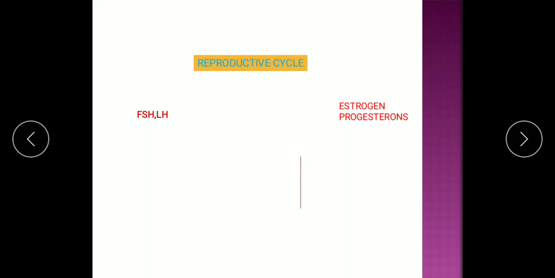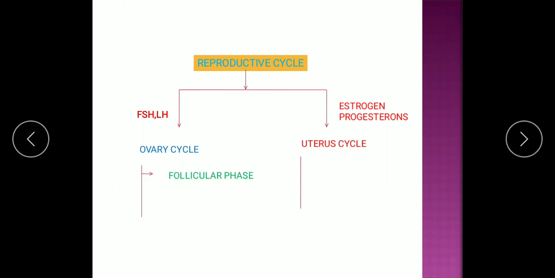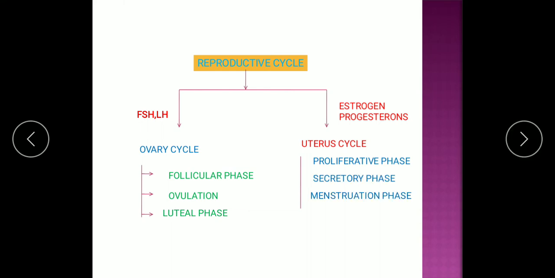Next, the reproductive cycle. The reproductive cycle is classified into two types, namely the ovarian cycle and the uterine cycle. The ovarian cycle is classified into three phases: follicular phase, ovulation, and luteal phase. The uterine cycle is also classified into three: proliferative phase, secretory phase, and the menstruation phase or menses. The hormones FSH and LH influence the ovarian cycle. The hormones estrogen and progesterone influence the functions of the uterine cycle.